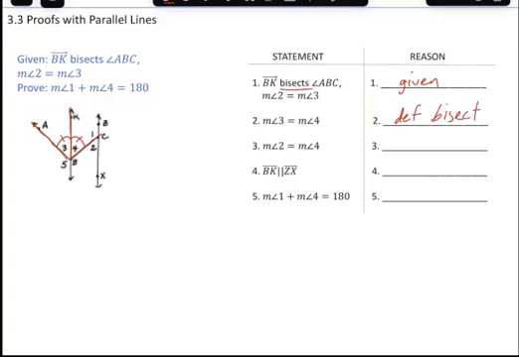Definition of bisect. Okay, so again, the very first thing I would do on proofs is interpret any words or symbols that are provided in the given. Okay, we still have one more given to identify, and that is the angle 2 right here is equal to angle 3 right here. So those are the information that we have given, and then we interpreted the word bisect, and we labeled the second part as well.